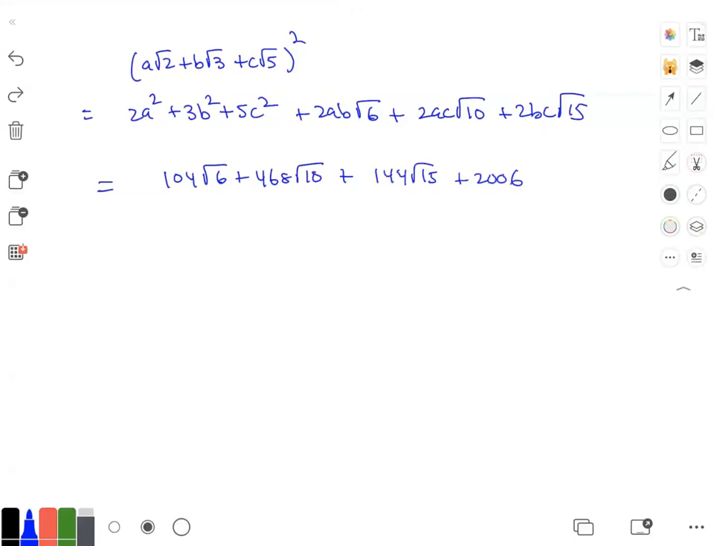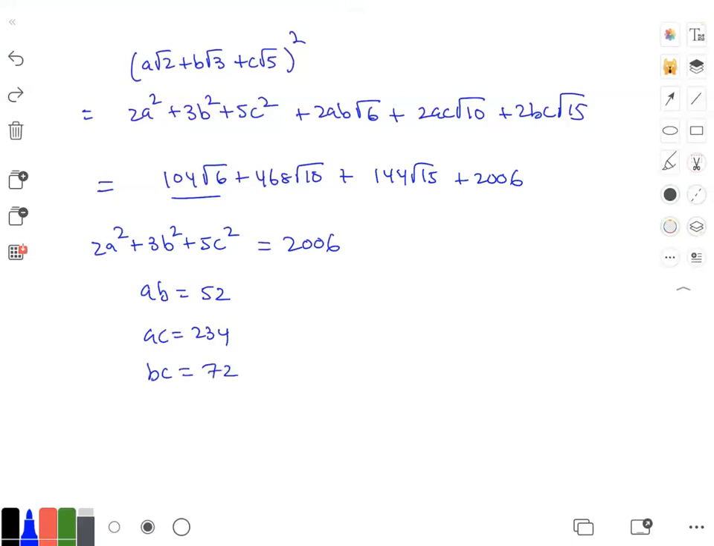Okay, so now we need to pattern match our left hand side and our right hand side. We have 2a squared plus 3b squared plus 5c squared, which is completely rational since a, b, and c are integers with no radicals. So we know that this must be 2006. Similarly, the only term with the root 6 is 104. So we can conclude that 2ab is equal to 104 or ab is equal to 52. Similarly, 2ac equals 468, so ac is equal to 234. And 2bc is 144, so bc is 72.